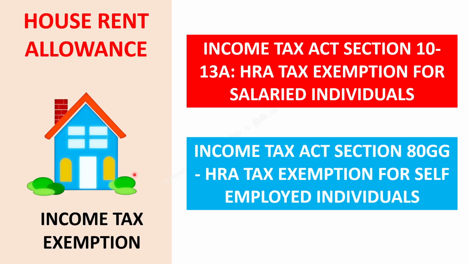Now, coming to house rent allowance, the Income Tax Act talks about house rent allowance and exemption in two different groups of sections. The first group is section 10(13A), where HRA exemption for salaried individuals is explained, and section 80GG, where HRA exemption for self-employed individuals is explained. So in this video, we will focus on HRA exemption for the salaried individuals.